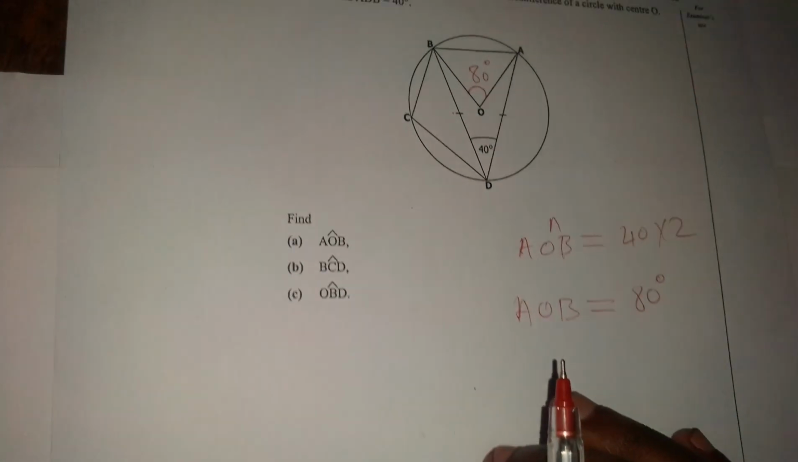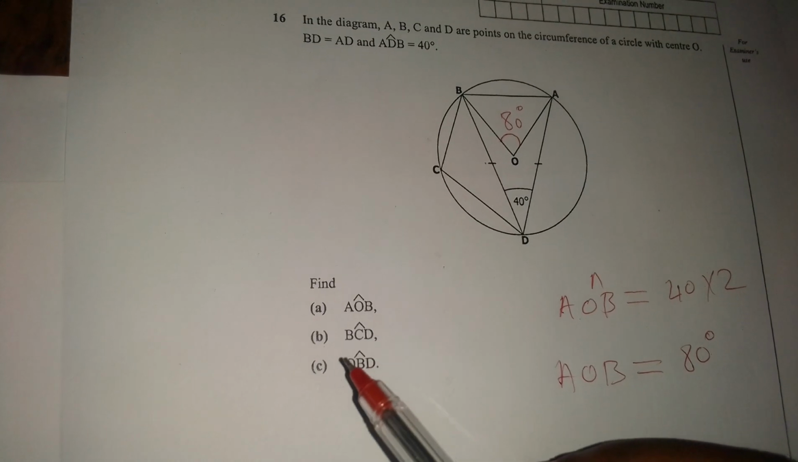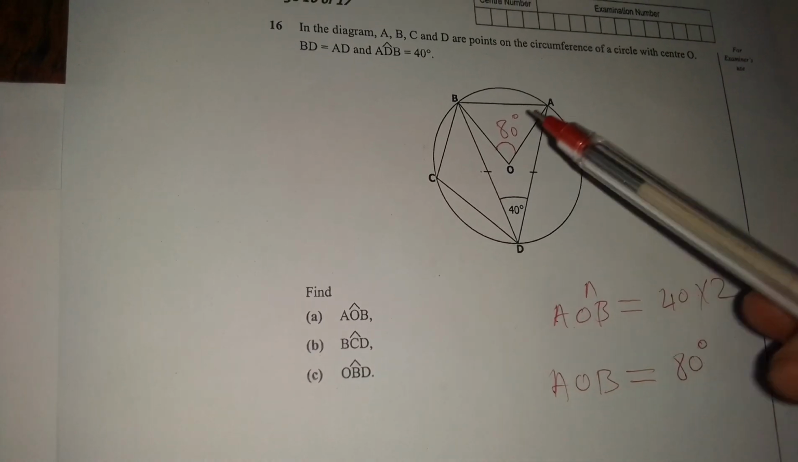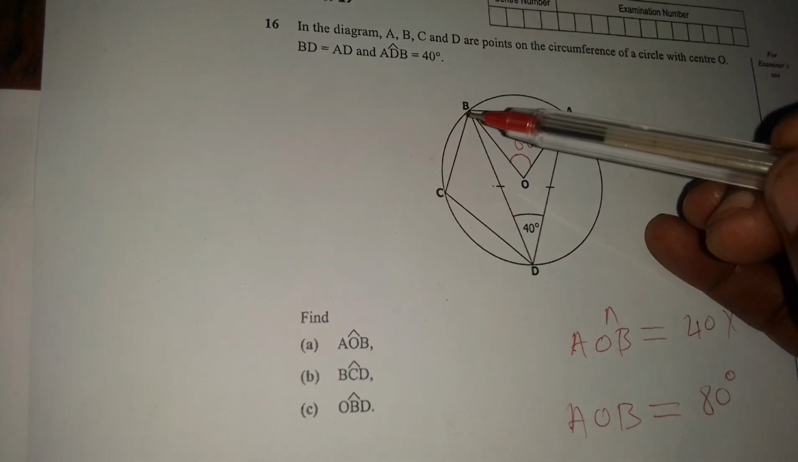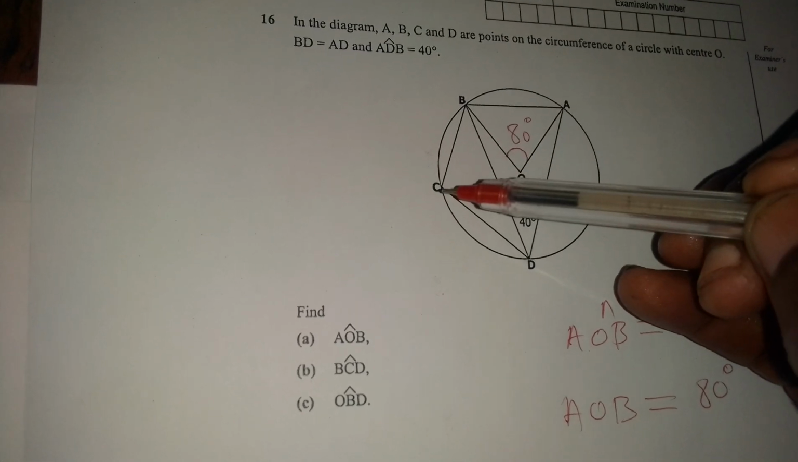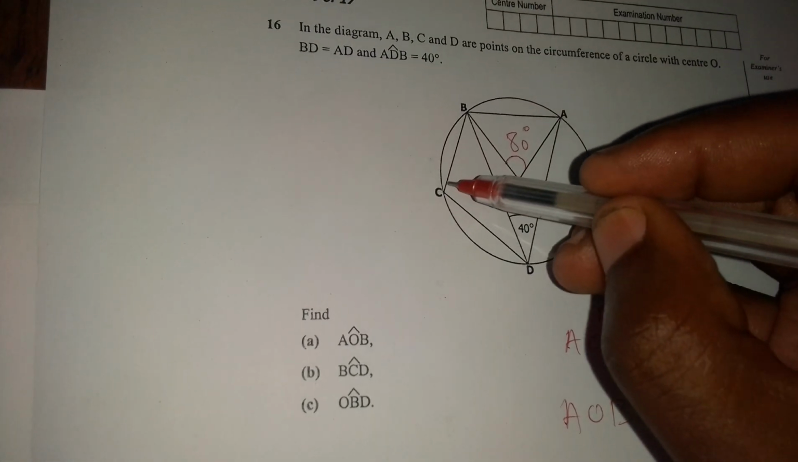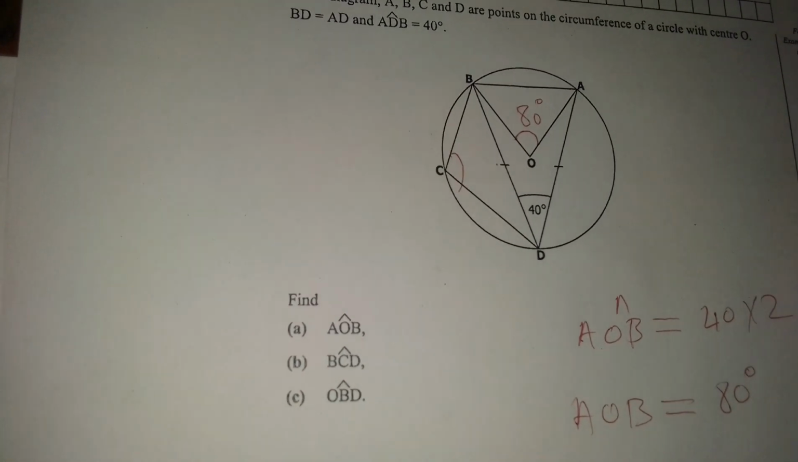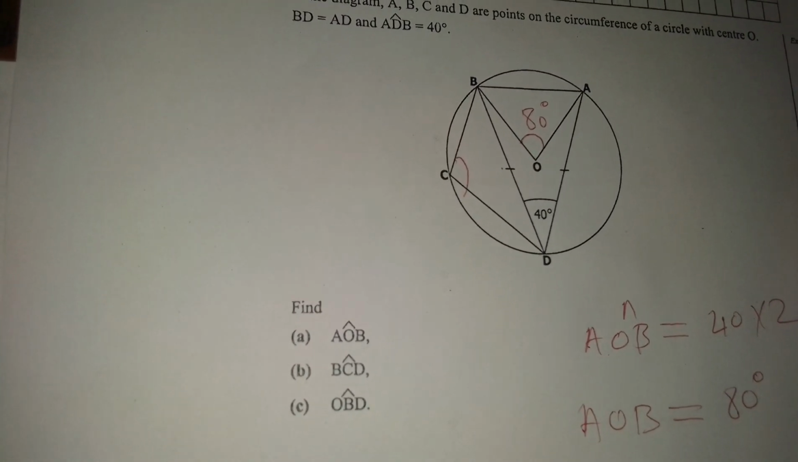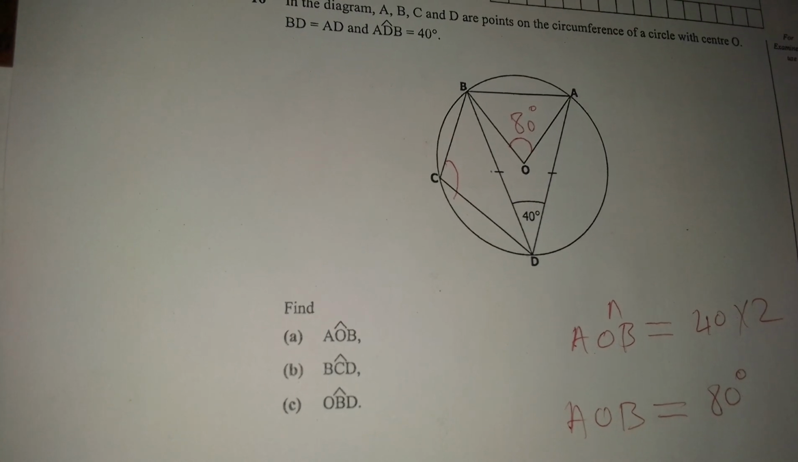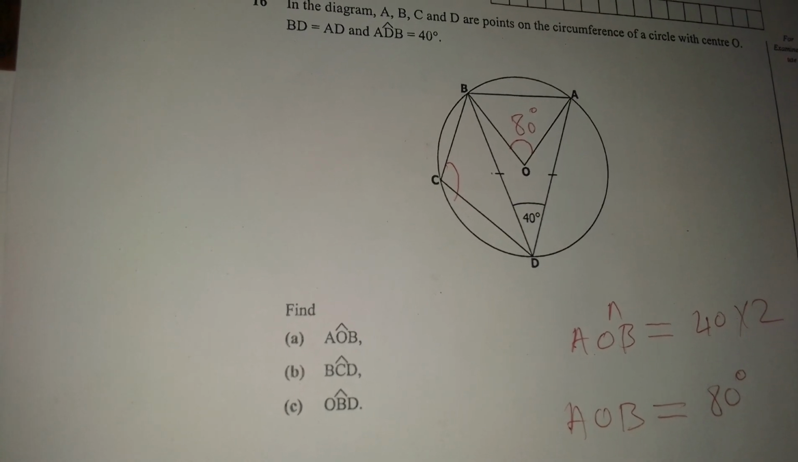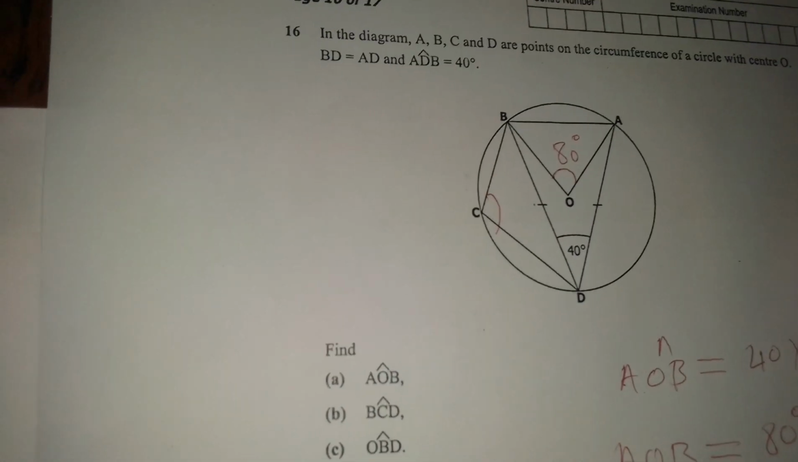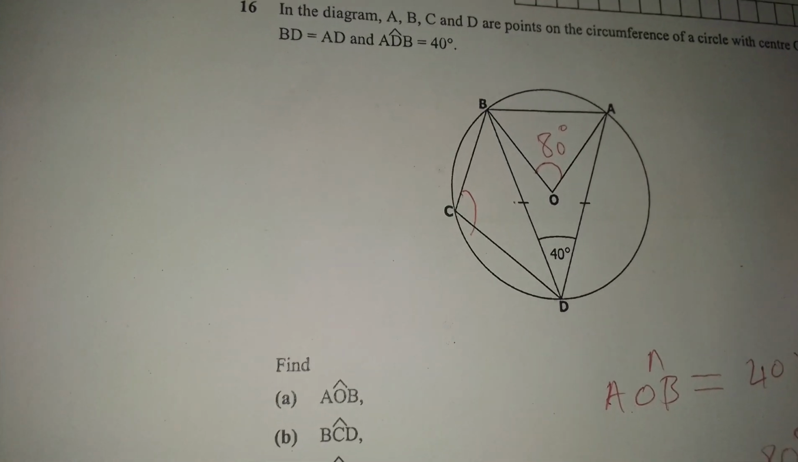Then we go here. They say we should find BCD. Okay, so let's follow the letters. B, C, D. So what they want is the angle which is here. Now, this is not a direct angle. It's not something you can just go straight forward when you solve. But remember that we look at opposite angles.